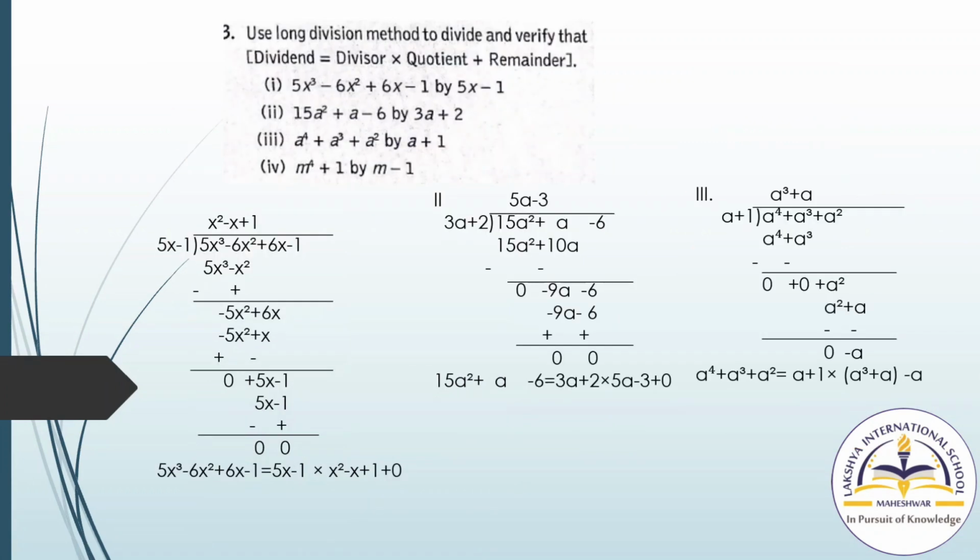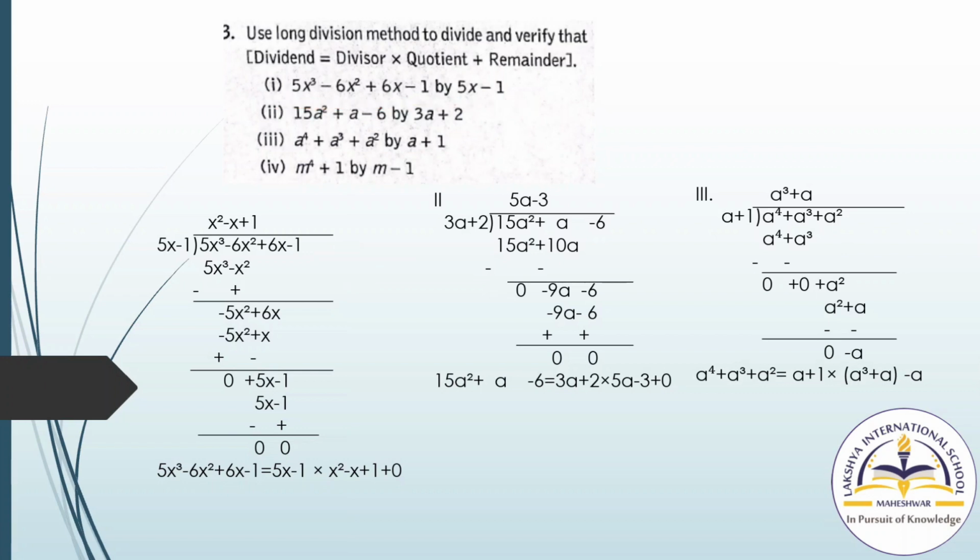Now question number 3, use the long division method to divide and verify that dividend equals divisor into quotient plus remainder. First one is 5x cube minus 6x square plus 6x minus 1 by 5x minus 1. Now here we have to divide them using the long division method. So how can we divide them? Here we have written our first term, that is 5x cube minus 6x square plus 6x minus 1. Now we divide by 5x minus 1.